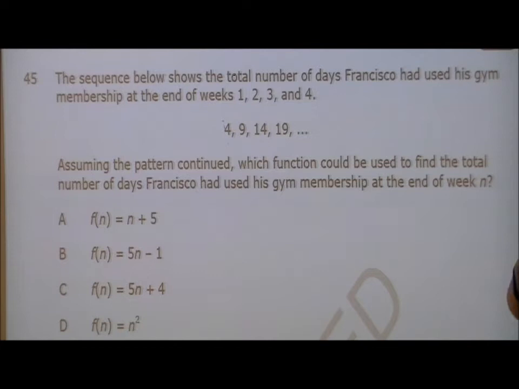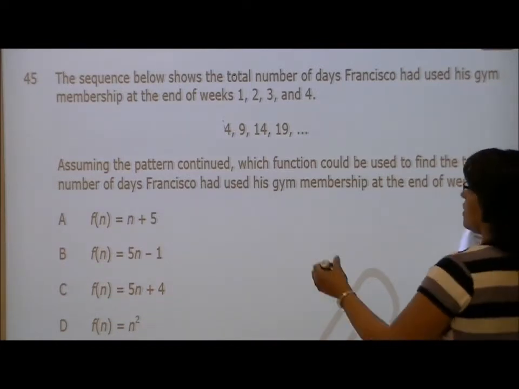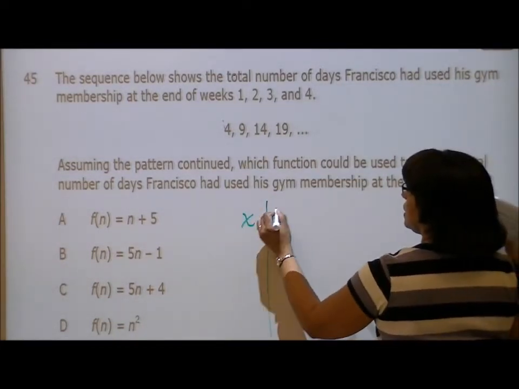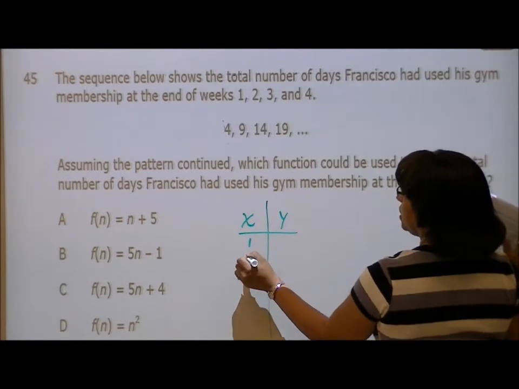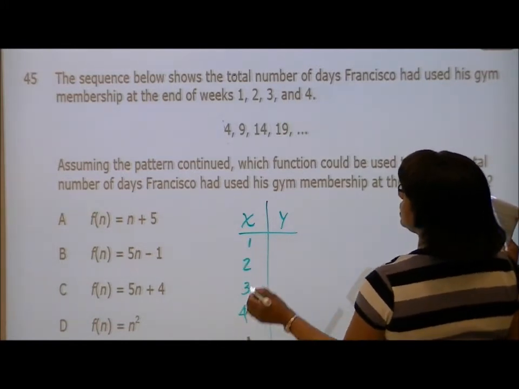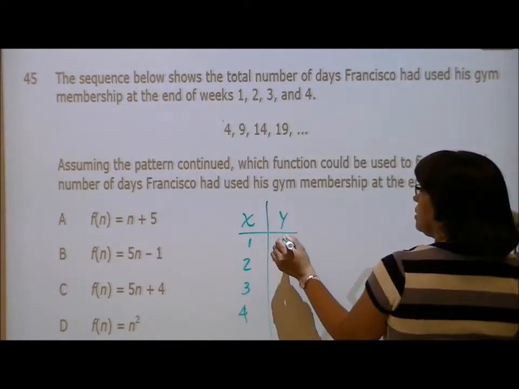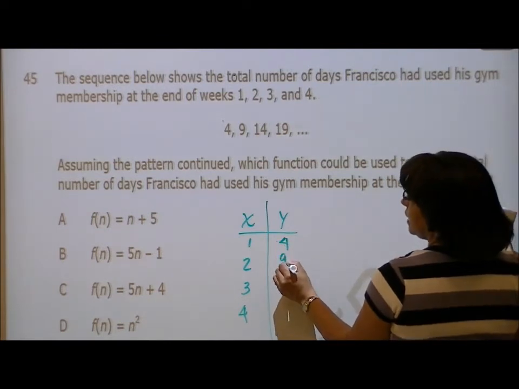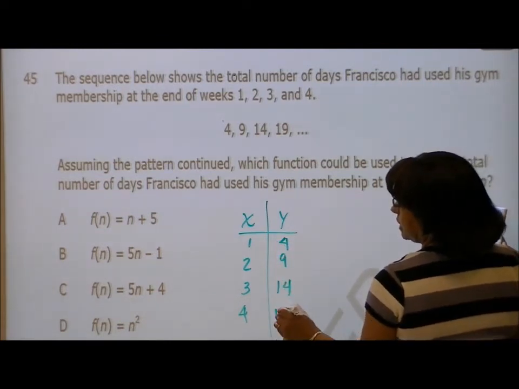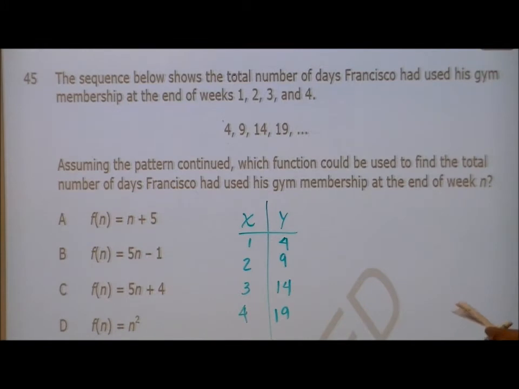So what we're going to do is make a little table. Tables are great because they help us to get a visual. We'll have day 1, day 2, day 3, day 4. So on day 1, he used it 4 times, then 9 times, then 14 times, and 19 times. We want to know which function represents that.